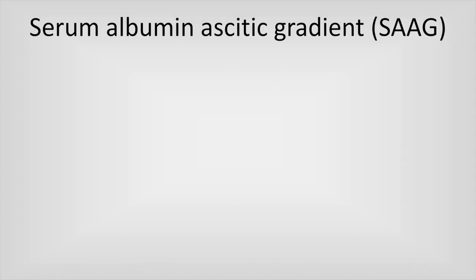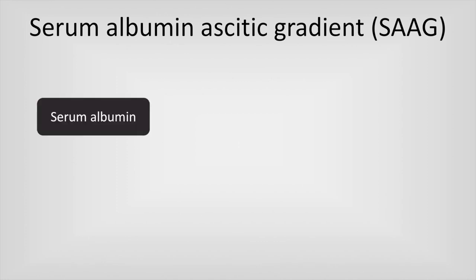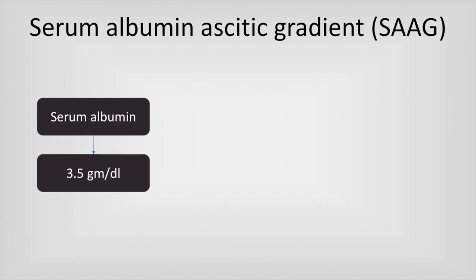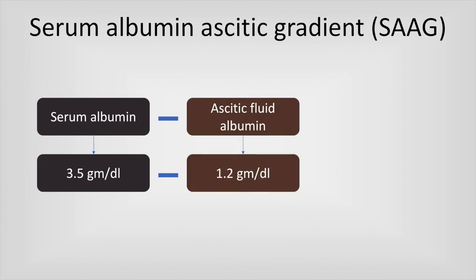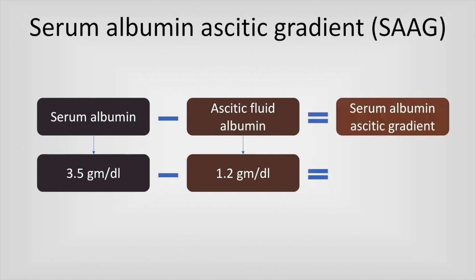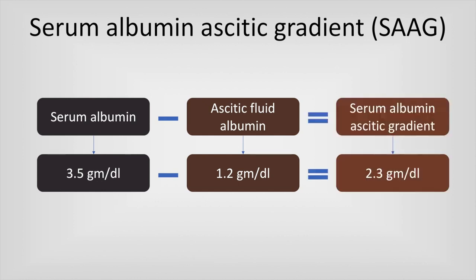One of the key concepts in ascites is the serum albumin ascitic gradient, or SAAG, also called SAG. For the calculation of SAG, we must take the serum albumin, let us take an example 3.5 grams per deciliter, and we must subtract from it the ascitic fluid albumin. Let us take an example of 1.2 grams per deciliter. In this case, the serum albumin ascitic gradient is 2.3 grams per deciliter.